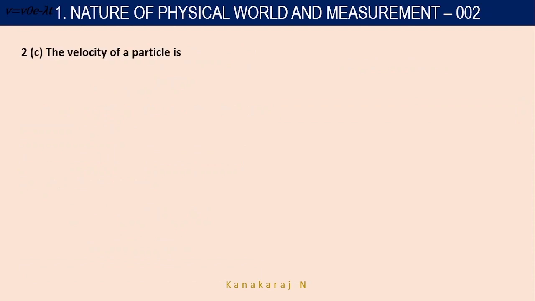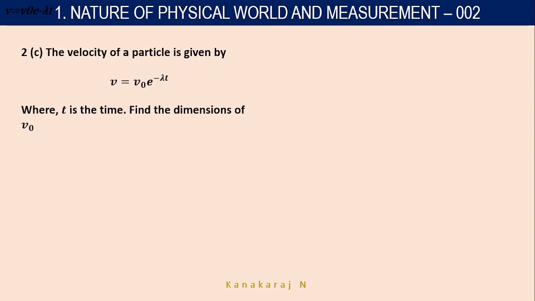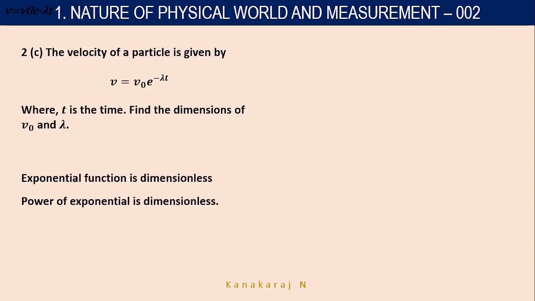The velocity of a particle is given by v equals v naught e power minus lambda t, where t is the time. Find the dimensions of v naught and lambda. Power of exponential function is dimensionless. Exponential function itself is dimensionless. We have learned this. Lambda t is dimensionless. The power of exponential function is dimensionless. So lambda t is dimensionless. So this term is coming wrongly here. Let me strike out this.